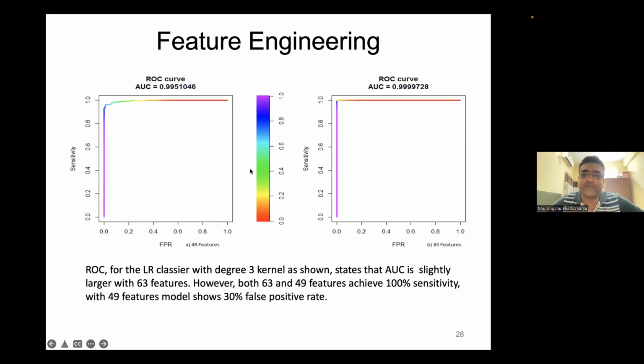The shape of the curve also depends on how many features we use. On the left is the one where we use 49 features, and on the right is the one where we use 63 features. Here you can see it's almost a perfect corner: even with very few false positives, we already get 100% sensitivity. This is captured by the area under the curve, where the highest can be 1, and this one is very close to 1. The other is slightly less, but still a very good curve. I hope I was able to interpret the curve for you.